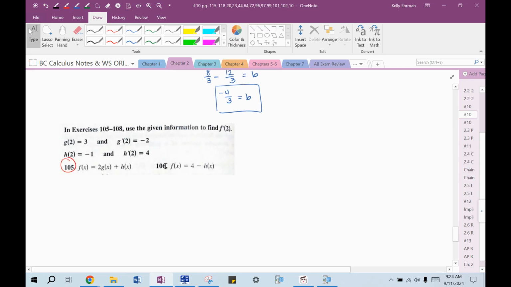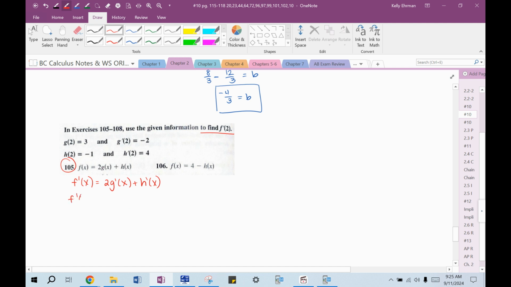Here's a pretty common AP problem where they give us information rather than an equation and ask us to work with derivatives. So this says find f prime of 2, and here's some information. We're just doing 105. F of x is 2 times g of x plus h of x. Take the derivative with respect to x. So f prime of x is equal to 2 times g prime of x plus h prime of x. So you're allowed to take the derivative of each term.